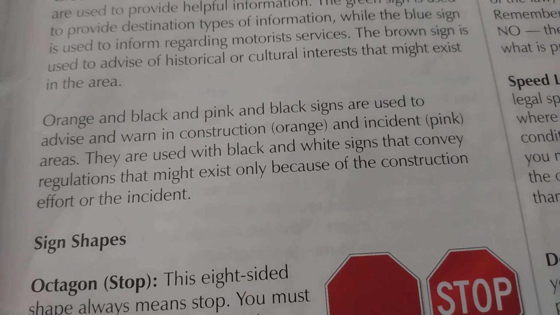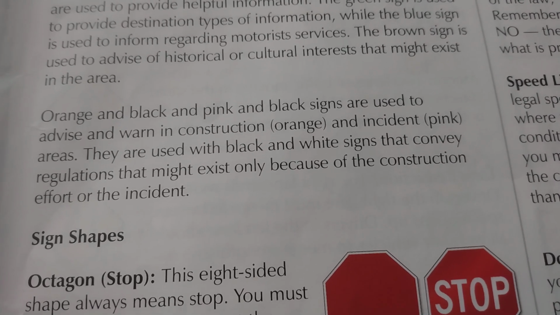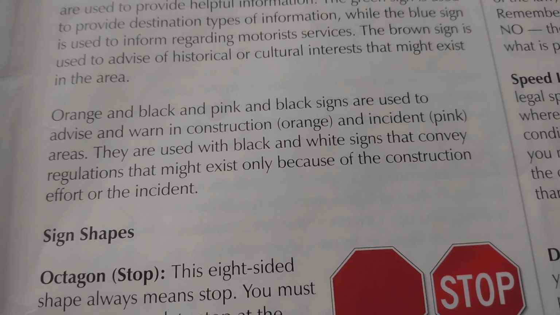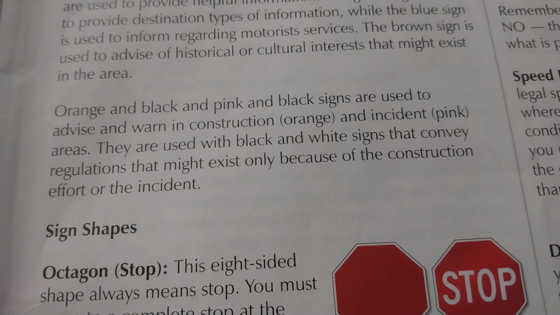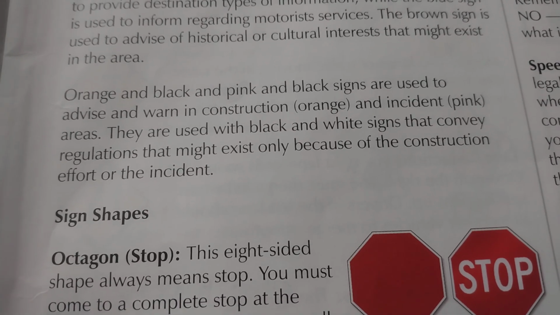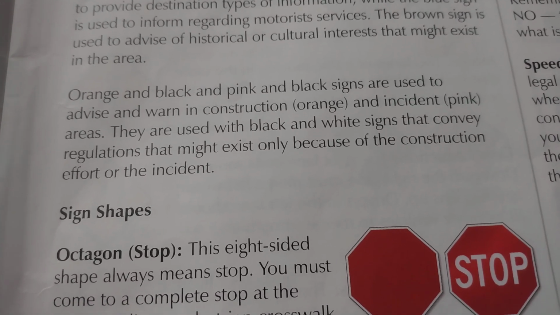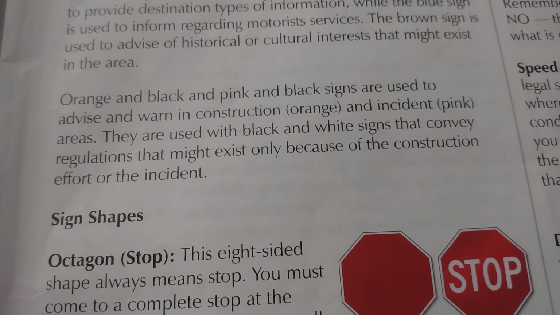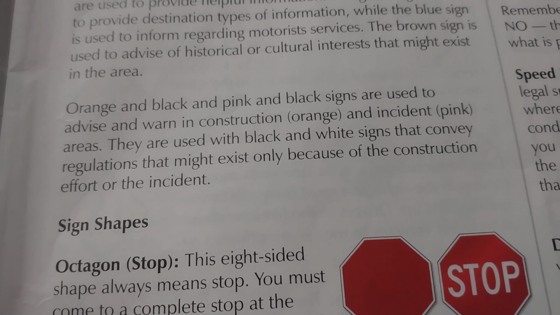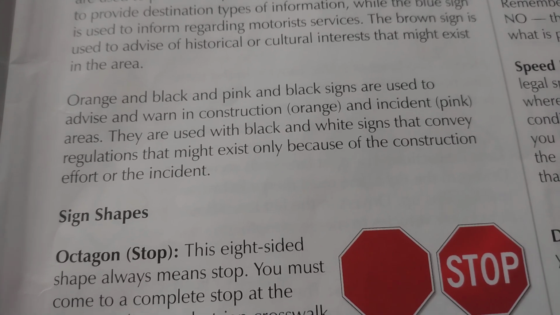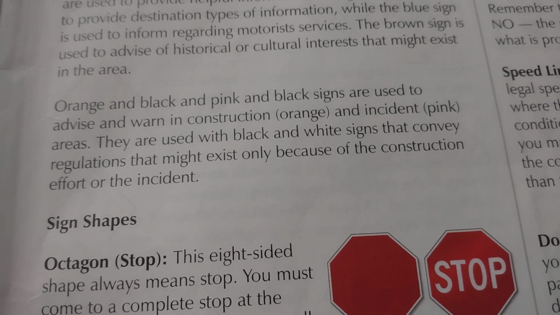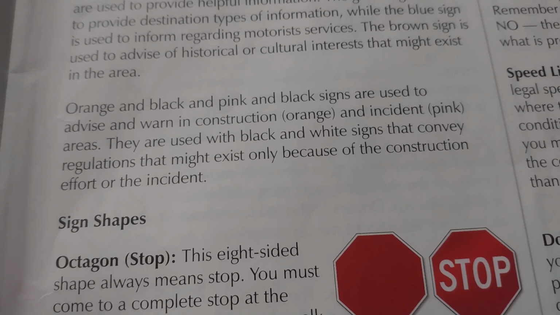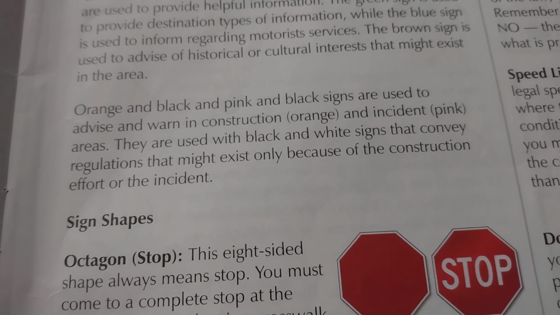Orange and black and pink and black signs are used to advise and warn in construction areas and incident areas. They are used with black and white signs that convey regulations that might exist only because of the construction effort or the accident.